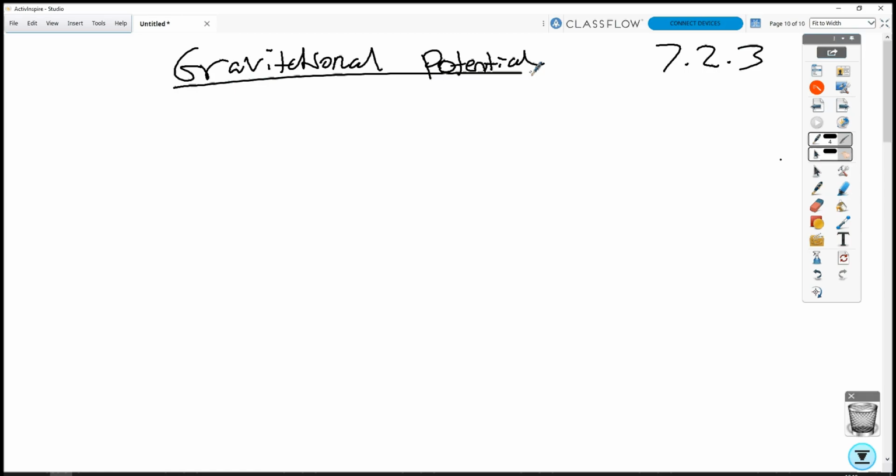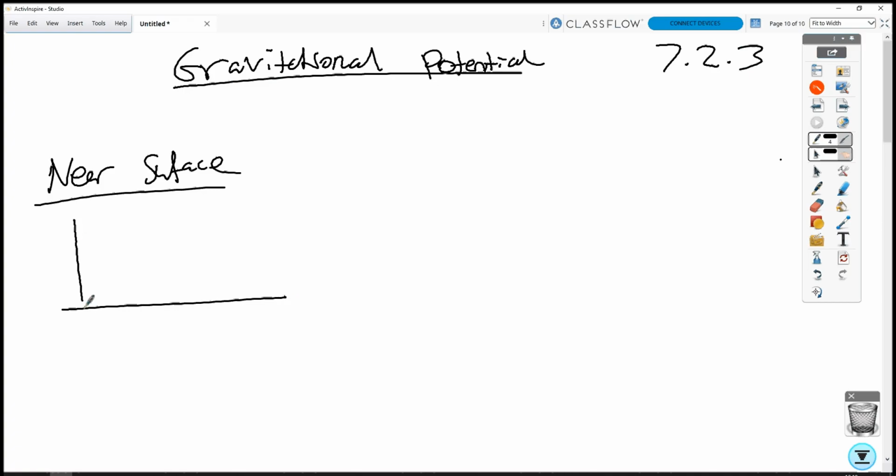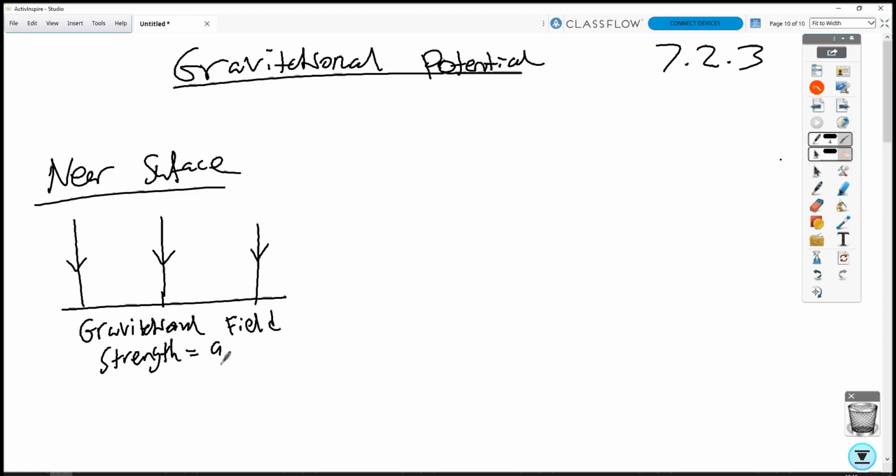So first, let's look at the gravitational field strength again. We'll look at the gravitational field lines. We mentioned this in the previous lessons about the difference between radial fields and uniform fields. Near the surface of the Earth, we have a uniform field because the surface looks flat, and so the field lines look like they're parallel. So near the surface, our gravitational field strength is equal to 9.8 newtons per kilogram on Earth.